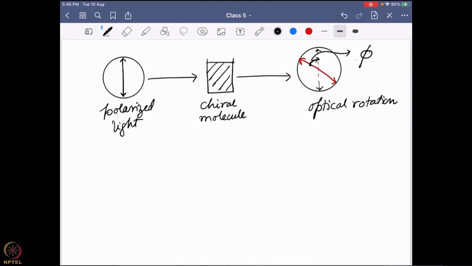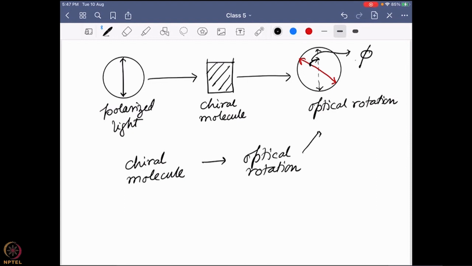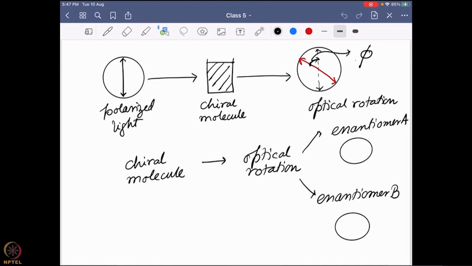So far we have discussed that this chiral molecule can show this optical rotation. And if you have two different enantiomers, so say this is enantiomer A, and there is another one, enantiomer B, they are going to show similar rotation but in exactly opposite directions. So it is not exactly circular.